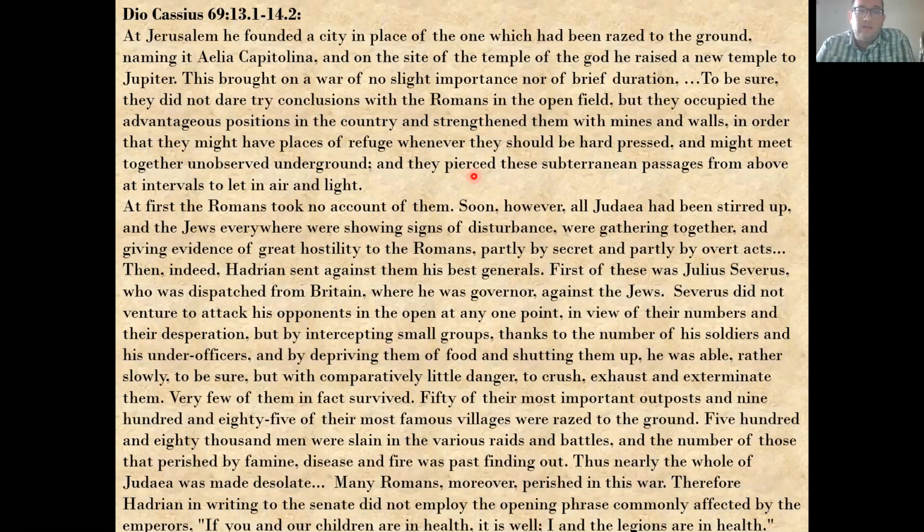At Jerusalem, he, that's Hadrian, founded a city in place of the one which had been razed to the ground, naming it Ilia Capitolina. And on the site of the temple of God, the Beit-Hamikdash, he raised a new temple to Jupiter. That hurt. This brought on a war of no slight importance, nor of brief duration. To be sure, they did not dare to try conclusions with the Romans in the open field, but they occupied the advantaged positions in the country and strengthened them with mines and walls in order that they may have places of refuge wherever they should be hard pressed and might meet together unobserved underground, and they pierced these subterranean passages from above at intervals to let in air and light.